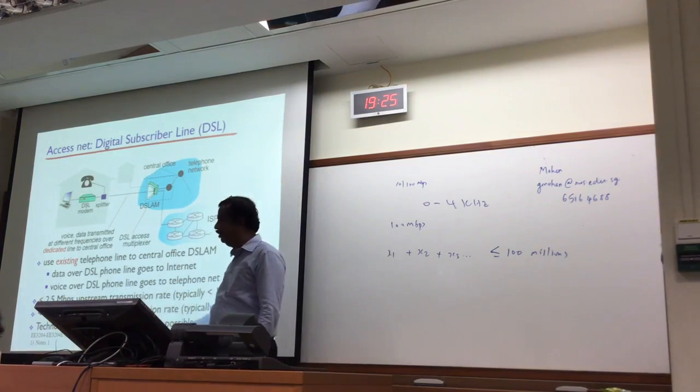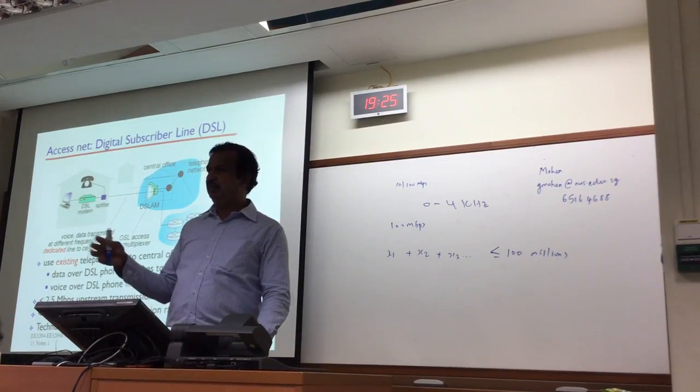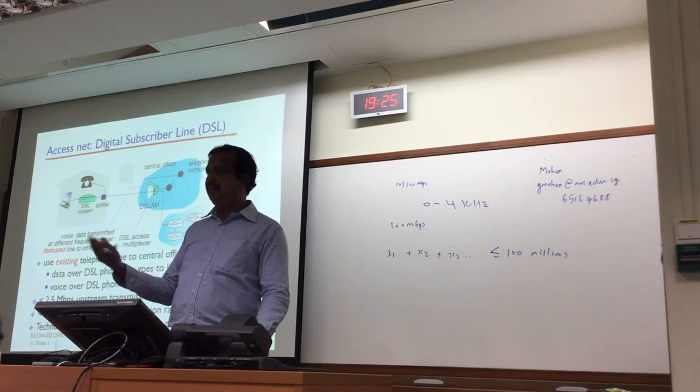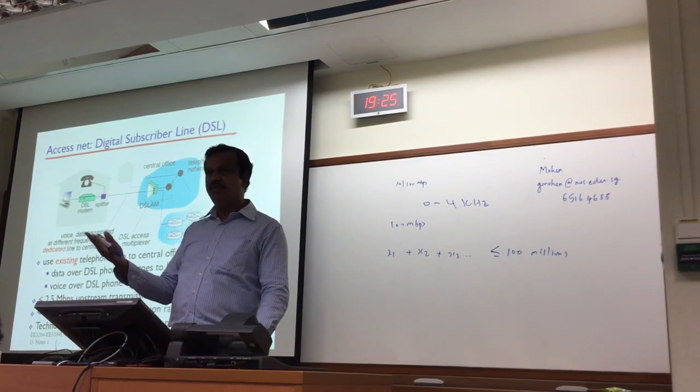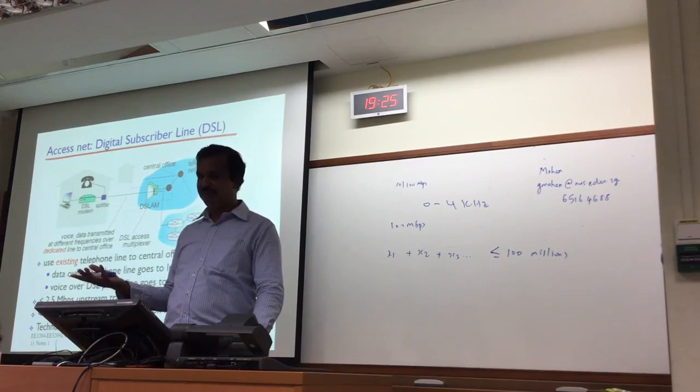Though it says about 25 Mbps, later I think it improved with a different DSL technology. It could go up to 50 Mbps or something. But if you want to go beyond that, go for fiber. There's no other way.